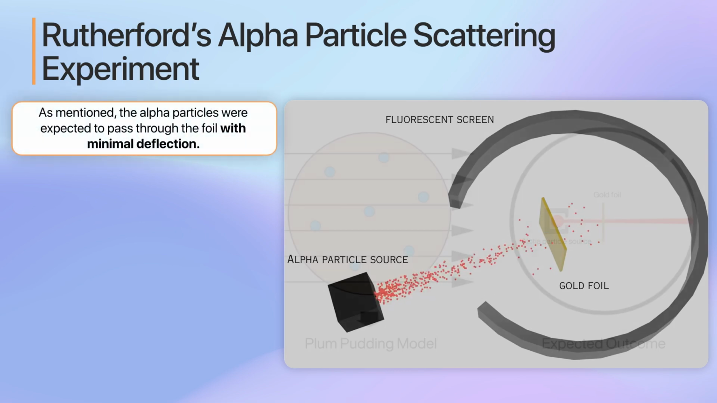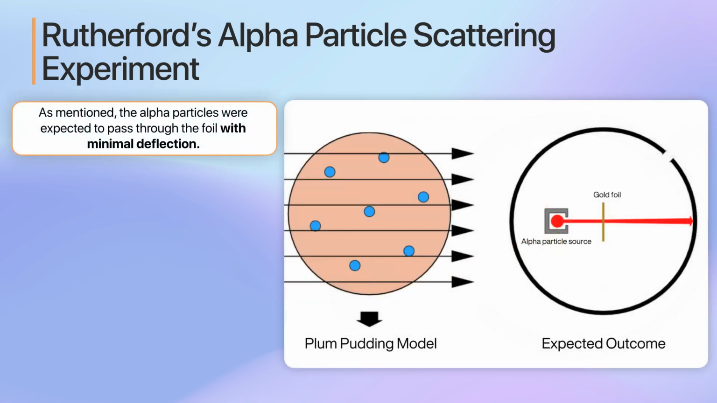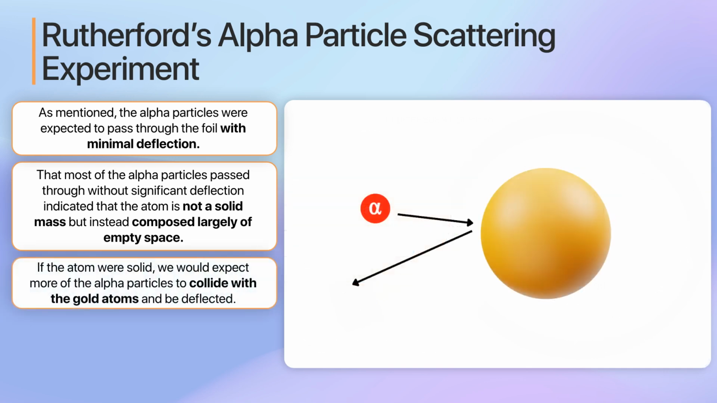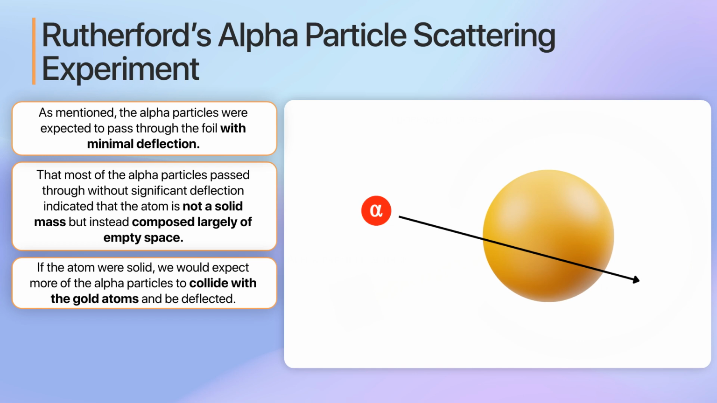As we have said, based on the Plum Pudding model, they expected the alpha particles to pass through the foil with minimal deflection. However, the fact that most of the alpha particles pass through without significant deflection indicated that the atom is not a solid mass, but is instead composed largely of empty space. If the atom was solid, we would expect more of the alpha particles to collide with the gold atoms and be deflected. The lack of significant deflection for the majority of the alpha particles suggests that they encountered no substantial obstacles as they traveled through the gold foil.